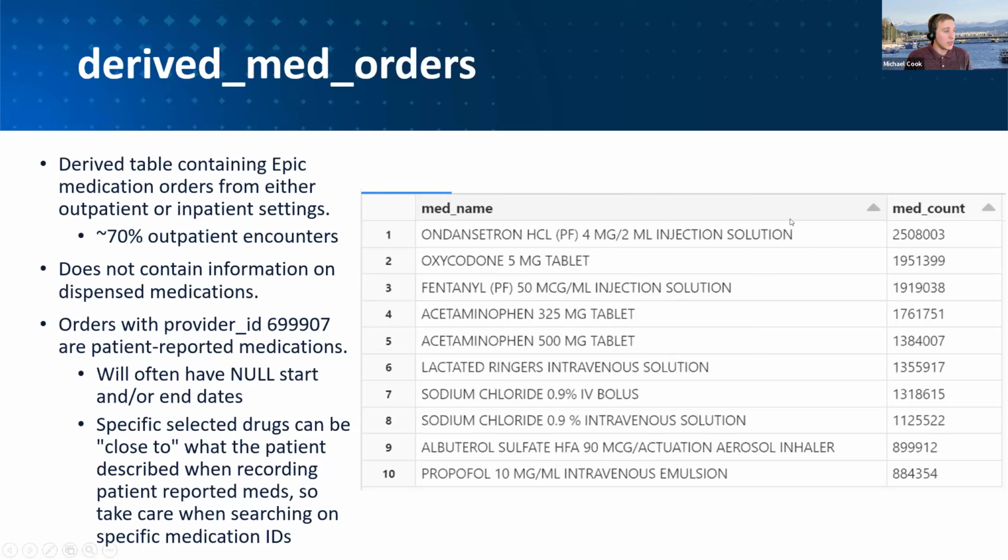These are just the top 10 drugs that appear in the table by total count. I'm not going to go through each one here, but hopefully those of you with the clinical background can spot check this and think, oh yeah, that makes sense. And you'll see as we go through that there is a lot of overlap, but there are also some differences between the drugs you see in the different tables. So that is the derived med orders table.